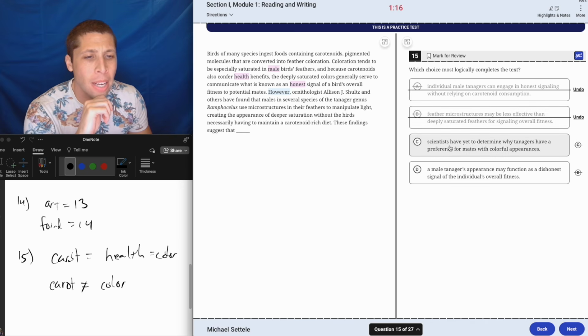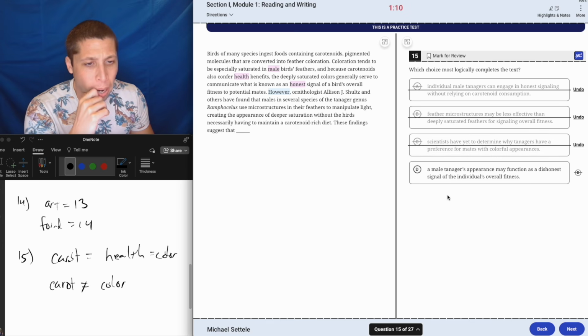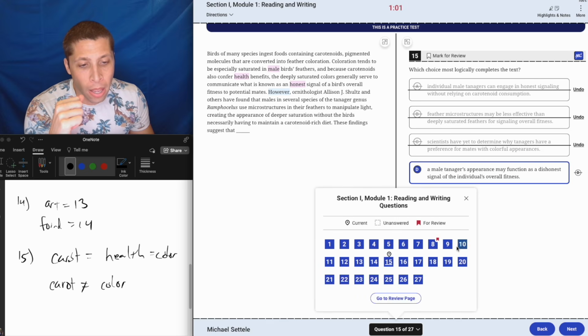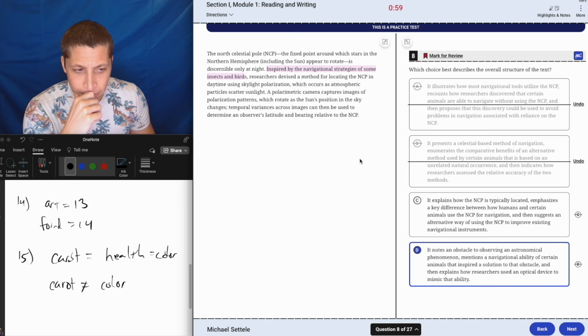This is a comparison. Scientists have yet to determine why tanagers have a preference for mates with colorable. It's just not about that. A male tanager's appearance may function as a dishonest signal of the individual's overall fitness, right? Because if the carotenoid doesn't mean the color, they're lying about themselves. Yeah. This is a good question. I'm pretty sure I'm right about this.